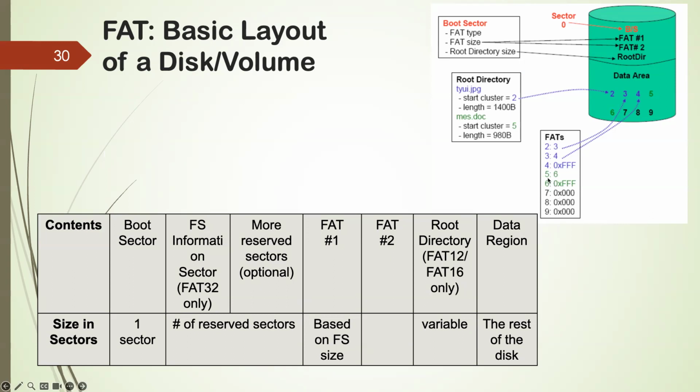So go to cluster number 5, read the data, whatever data is there on cluster 5, and then cluster 5 tells you that the next pointer is cluster number 6. Go to cluster number 6, read the data from there, and it shows you that it is 0xFFF. So that means that is the last cluster. So the second file, mes.doc, consists of 2 clusters, cluster number 5 and cluster number 6. Now the remaining clusters, you can see here, they are unused or unallocated at this time.